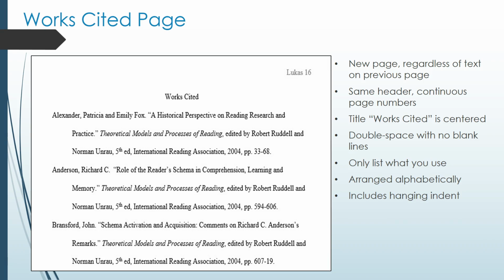The entries should be arranged alphabetically, and if you have more than one work by the same author, replace their name the second time with 3 dashes. Also, make sure to include the hanging indent, which is basically the opposite of a normal indent. With normal indentation, the first line of the paragraph is indented, and the others are not. With a hanging indent, the first line is not indented, and the others are.